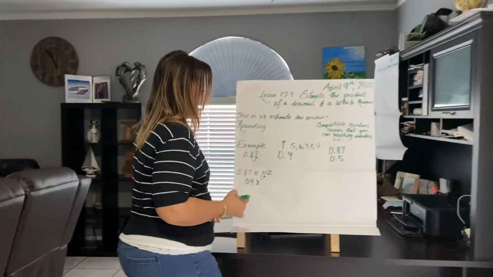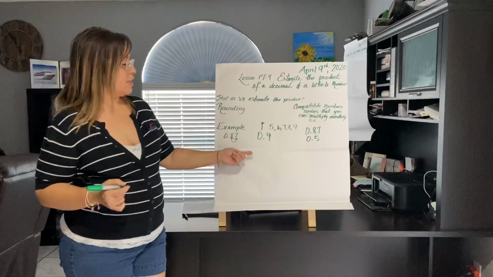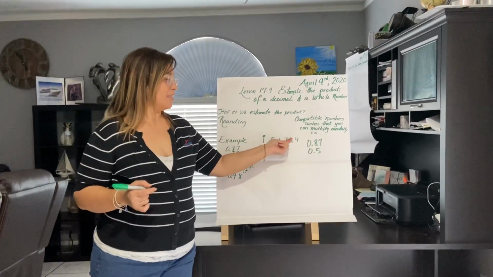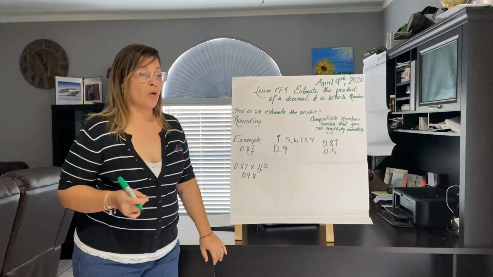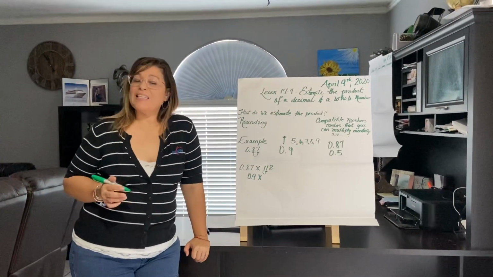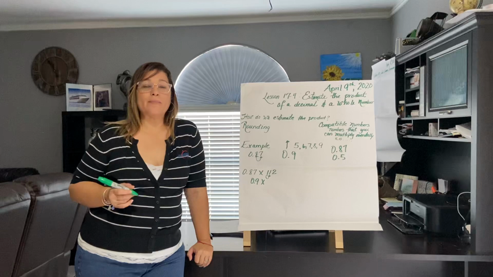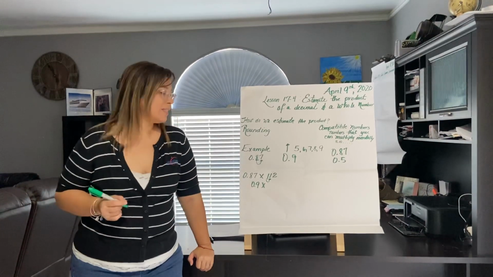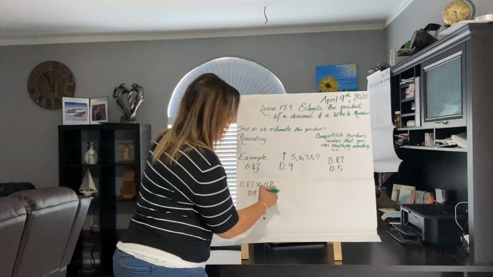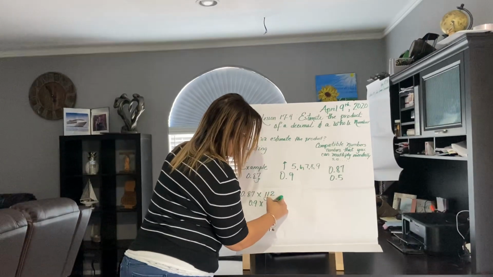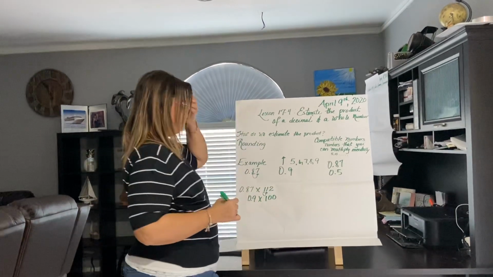So that's my indicator. Now, is it 5, 6, 7, 8, or 9? No. So that means because it's less, what's going to happen? It's going to stay the same. So now my 1 and the rest are going to be zeros.